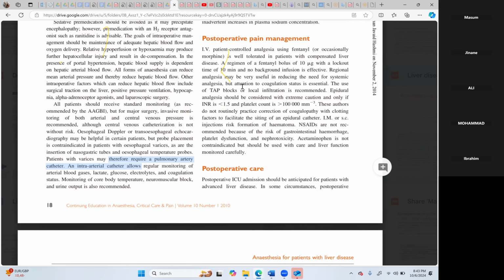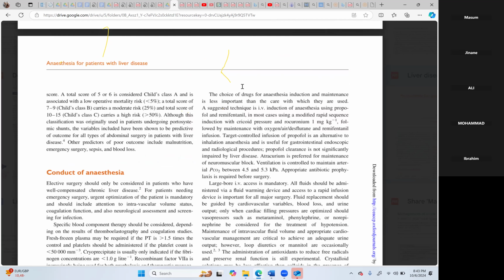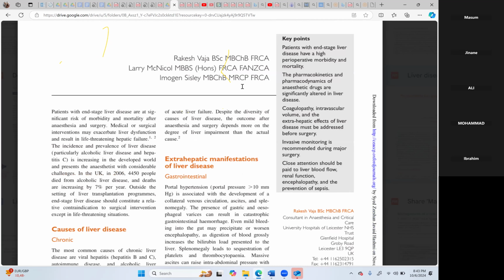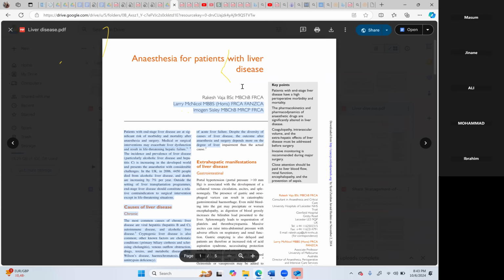But a liver patient can come for any surgery, emergency. Usually elective surgeries will not be done. And then they can ask you about liver transplant. So we covered some of the points with reference to this article. Let's go to another.